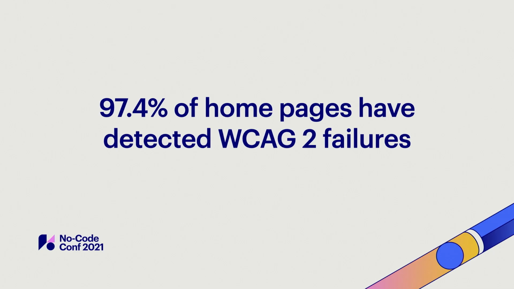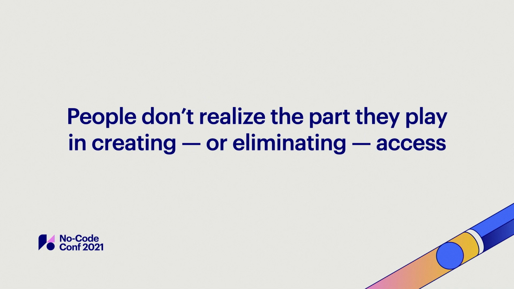As an example, an organization called WebAIM, Web Accessibility in Mind, recently found that almost 98% of the web's top home pages had fixable, preventable accessibility errors. People don't even realize the part they play in creating or eliminating access. And if you're not mindful, you might view accessibility like so many teams unfortunately do, as an add-on at the end of a project, during an unnamed future rollout, or maybe even not consider it at all.